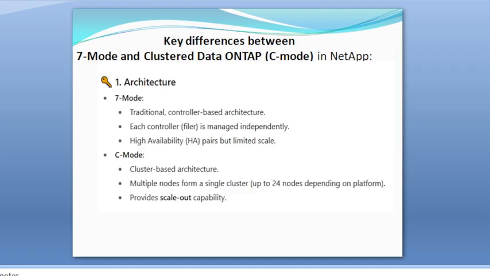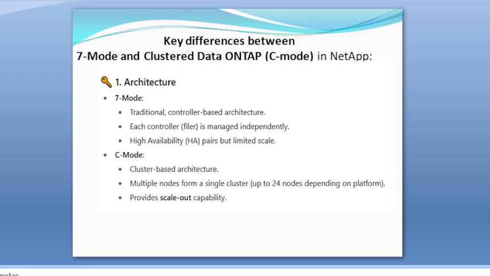So there is a traditional controller-based architecture in 7-Mode, and in Cluster Mode there is a cluster-based architecture. You can have one cluster, and inside it you can have multiple nodes, scaling out up to 24 nodes, depending on the model and platform. But in 7-Mode you can only have two controllers maximum. You can scale out, but that will be treated as a separate system: one HA pair separate and this HA pair separate.